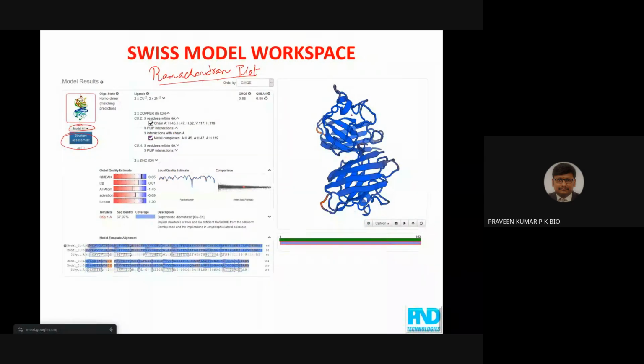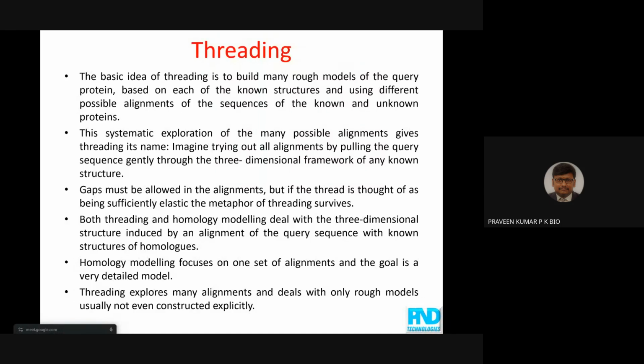You know what is the purpose of Ramachandran plot? The Ramachandran plot can identify the secondary structure elements of a protein sequence. Okay, it assesses the stereochemical quality of a protein. So to go through that, you have to click this option. Now let me take you to the next concept called threading.